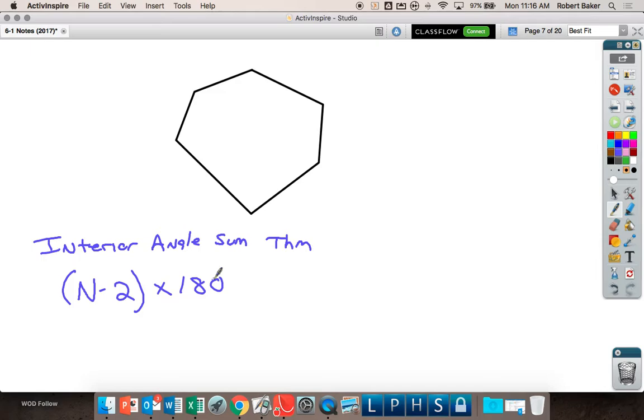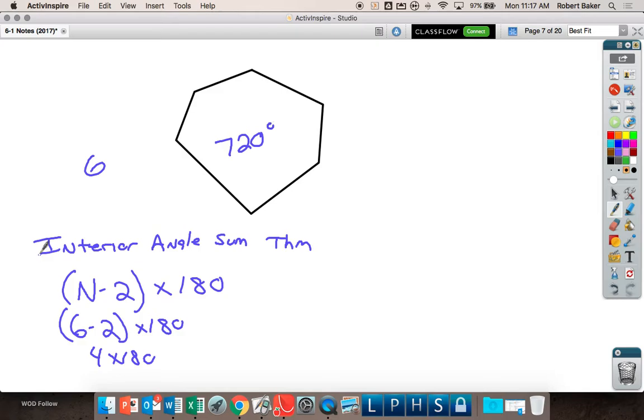Let's talk about the formula. What do you think n represents? The number of sides that a given figure has. So how many sides does this figure have? 6, which means it is a hexagon. So if I want to calculate the interior angle sum, it's 6 minus 2 times 180. The next step would be PEMDAS, parentheses first: 4 times 180. And 4 times 180 is 720 degrees. So inside of every hexagon, there's 720 degrees.